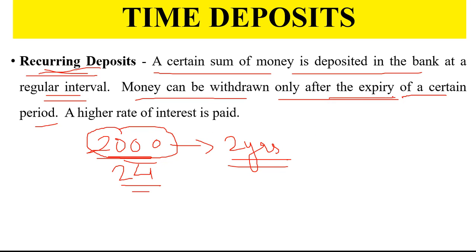After the expiry, that is after the maturity of that deposit, you can withdraw it, and a higher rate of interest is paid on recurring deposits.